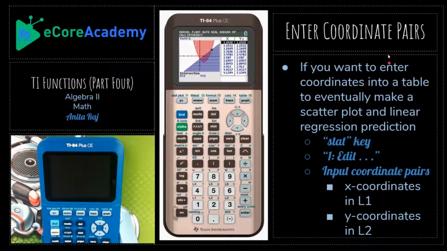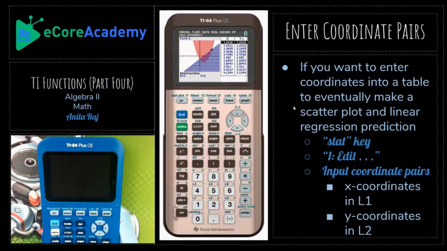So first, we want to be able to enter the coordinate pairs we've been given. What I'm going to be showing you now is how to enter coordinates into a table to eventually make a scatter plot and linear regression prediction. So we're going to be breaking this down as much as we can and taking it step by step. So first, what do we want to do? We want to enter coordinate pairs into a table.